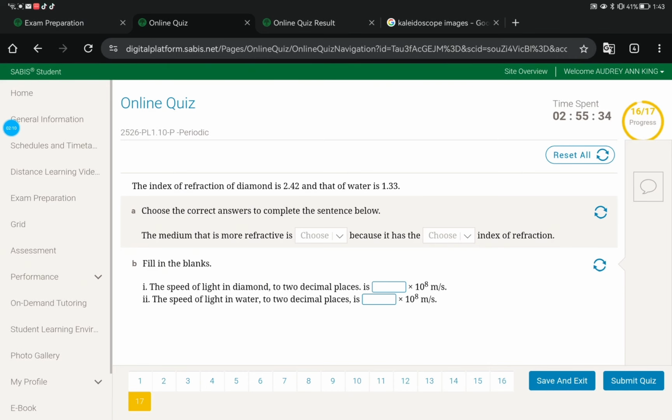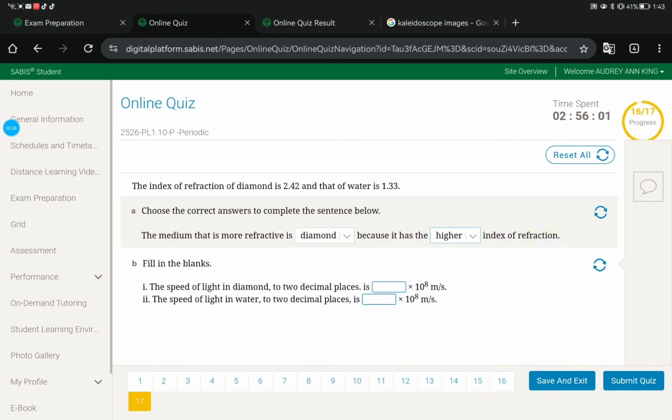The index of refraction of a diamond is 2.42, and that of water is 1.33. The medium that is more refractive is the diamond. This one's obvious, the number is bigger than the water, and because it has a higher index of refraction.